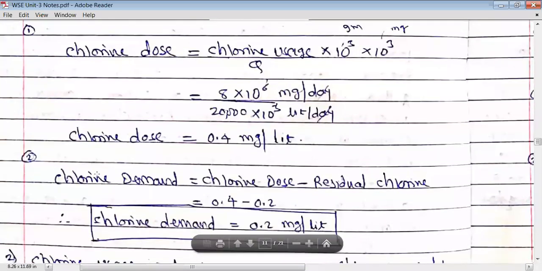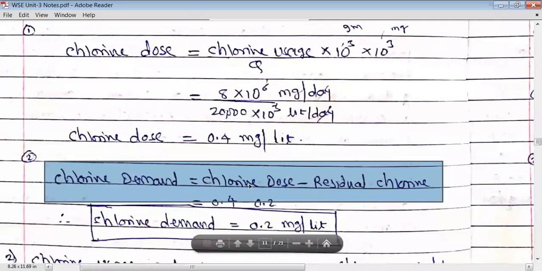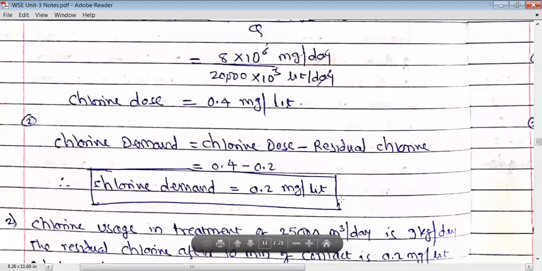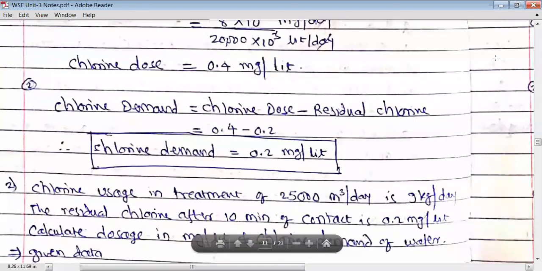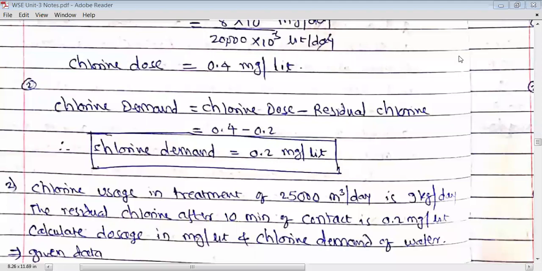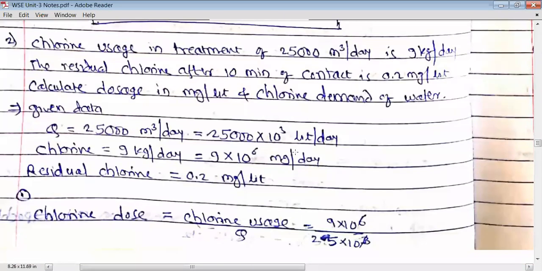And we know the formula for the chlorine demand. Chlorine demand is equal to chlorine dose minus residual chlorine, and chlorine demand will be equal to 0.2 mg per liter. Correct. Kshitij has got the correct answer, 0.2 mg per liter. Other students who have solved it, put your answers in the chat box.